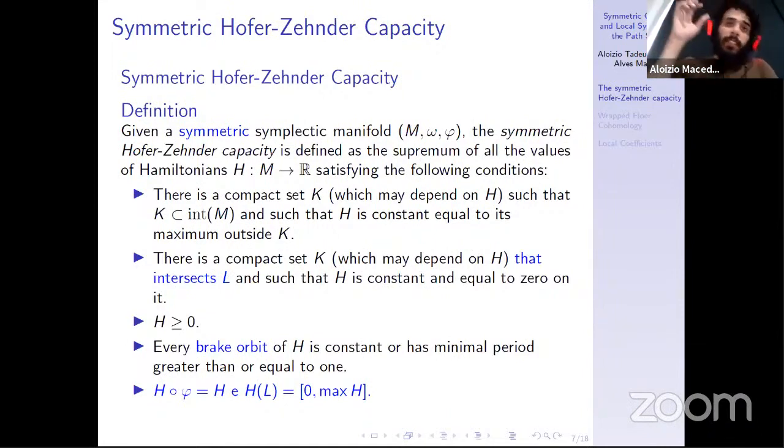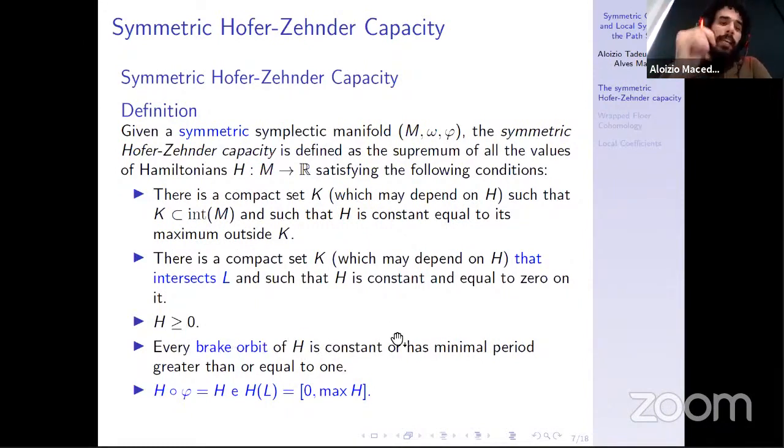So we require that the open set on which H is constant, equal to 0, its minimum, intersect the Lagrangian, which is the fixed point set of our antisymplectic involution. Instead of requiring periodic orbits to be constant or have minimal period greater than or equal to 1, we require this only for the brake orbits too.